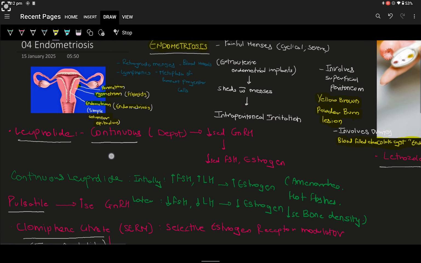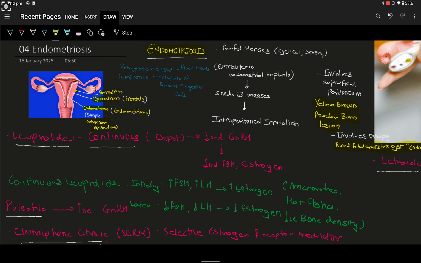So in endometriosis, since there is an increase in the levels of FSH and estrogen, and GnRH could be increased or normal, we tend to treat them with drugs like leuprolide, which can be given continuously, that is as an intramuscular depot form, and that would lead to a decrease in GnRH and a decrease in FSH and estrogen.